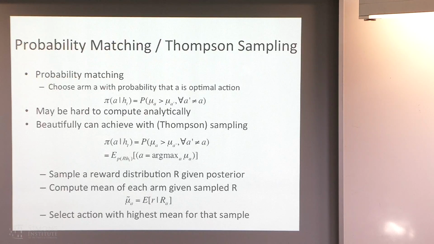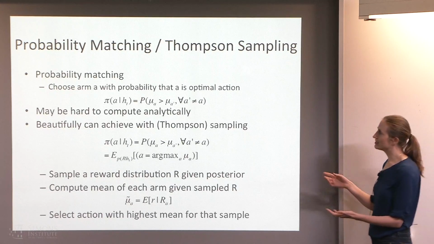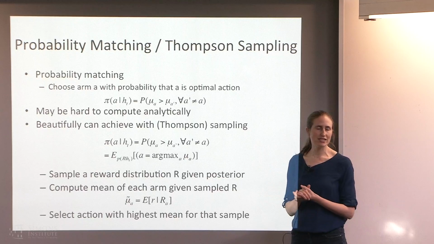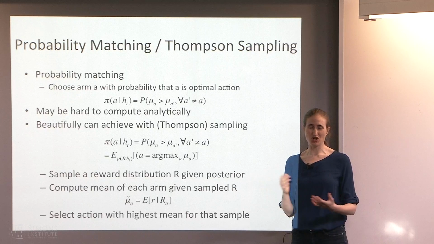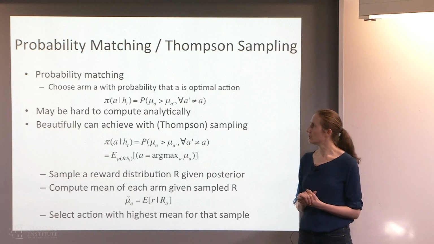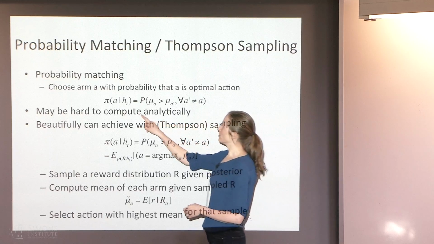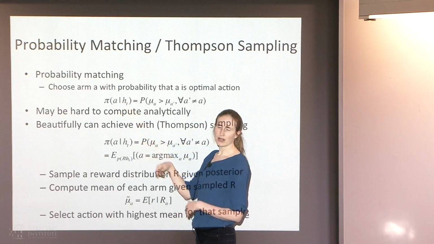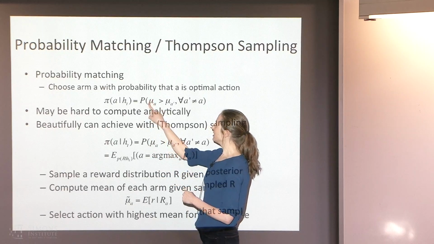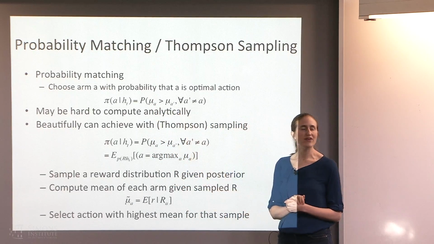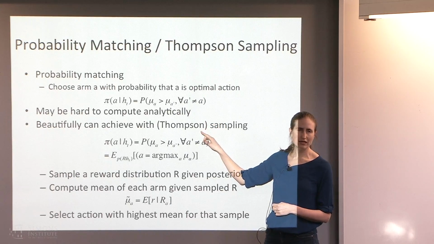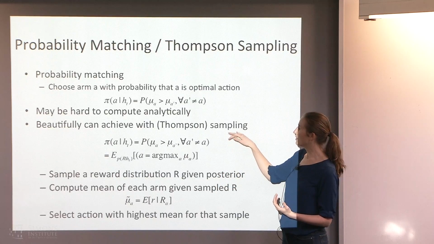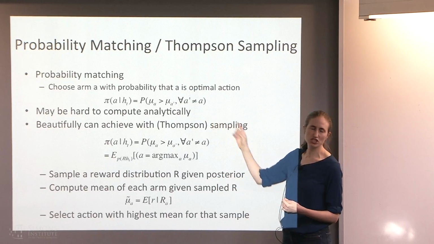So one approach for doing that is known as probability matching. The idea in probability matching is that you could choose an arm with the probability that it's the optimal action. And now you can represent that probability because you have a distribution over what the rewards could be for each arm. So if we just write it like this, then we're saying that the probability we're going to select A, given our history of arms we've pulled and rewards we've seen, is the probability that the mean of that arm is greater than the mean of any other arm. Now the problem with this formulation is that it can be hard to compute analytically, but the sort of elegant idea that Thompson sampling encodes is that in fact we can just compute this by sampling.